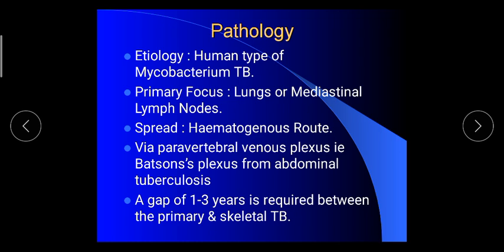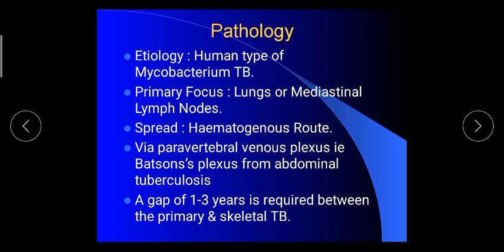Pathology. This is because of the Mycobacterium tubercle bacilli, the human type. The primary focus is the lungs or the mediastinal lymph nodes, and it spreads through the hematogenous route, that is through the blood and blood vessels, and skeletal tuberculosis is always secondary.